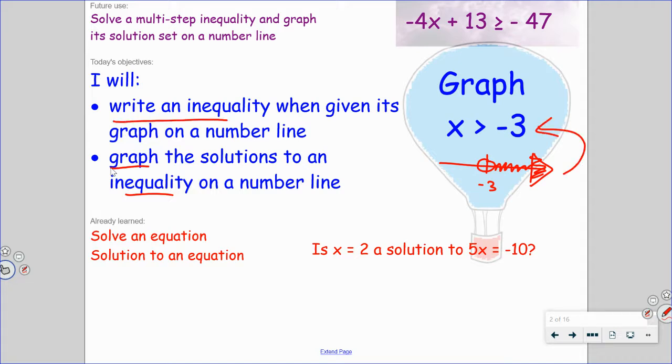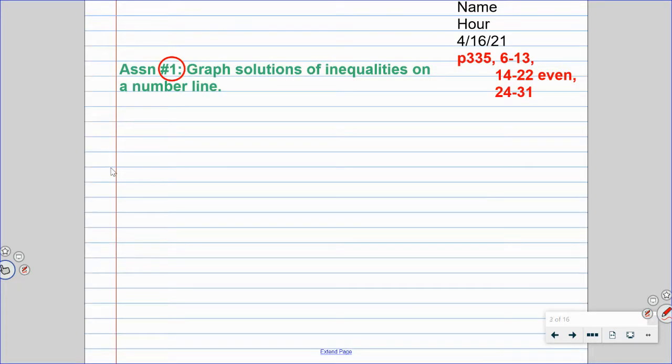So write an inequality, graph the solutions of an inequality sooner or later. So by the way, solution, that's going to be pretty important to learn for today's stuff. And then we're going to need today's stuff to eventually solve and graph the solutions of a multi-step inequality. So pause your video, come on back when you're ready.